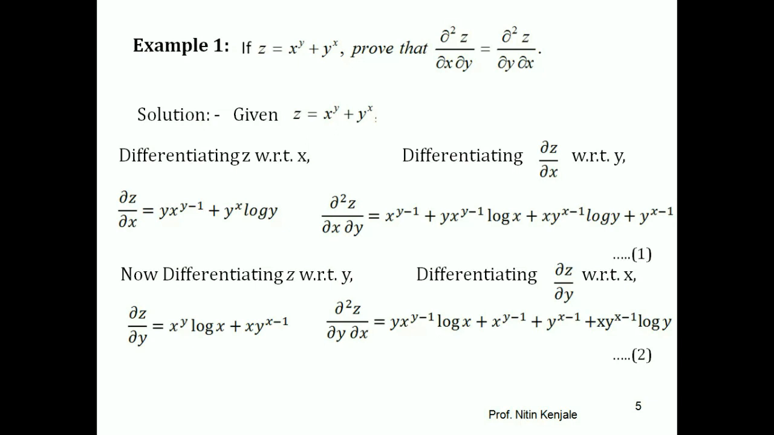Comparing equation number 1 and 2, both RHSs of 1 and 2 are similar, therefore LHSs of equation number 1 and 2 have to be similar. Therefore we say del 2z by del x del y is equal to del 2z by del y del x.